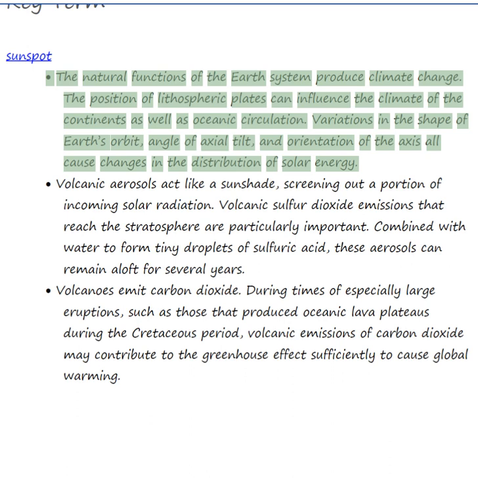The position of lithospheric plates can influence the climate of the continents as well as oceanic circulation. Variations in the shape of Earth's orbit, angle of axial tilt, and orientation of the axis all cause changes in the distribution of solar energy.